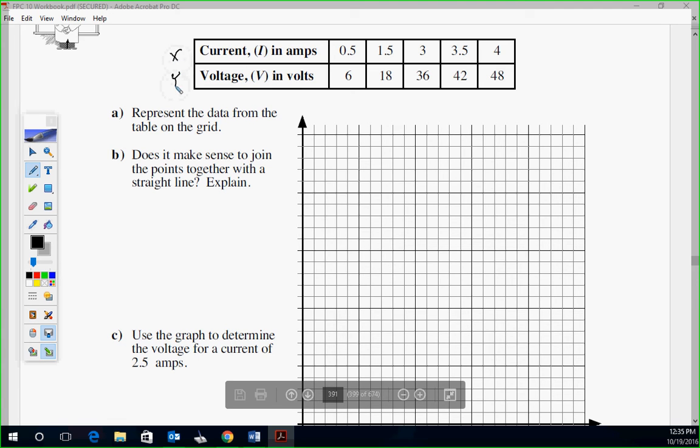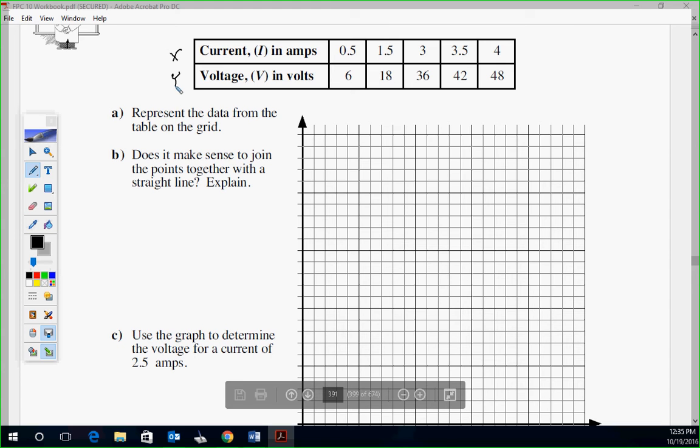Because the current determines the voltage. Okay, the quick short lesson on that, guys, is that you figure out what's independent. Independent is the thing that's not affected. So the voltage depends on what the current is, but the current doesn't depend on anything. So the current determines the voltage. So represent the data from the table on the grid.